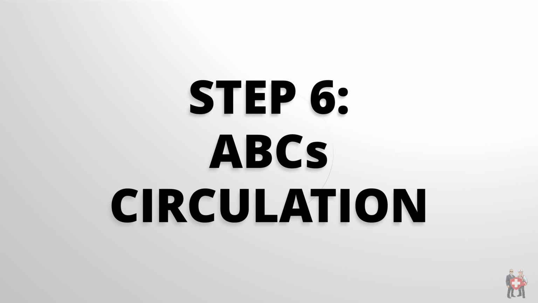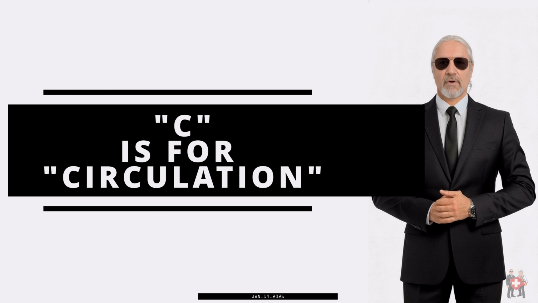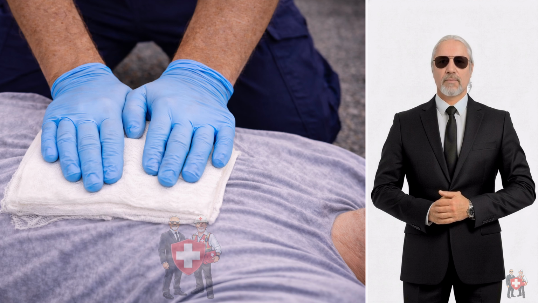Step 6. Circulation. Next is circulation for C of the ABC process. The responder checks for severe life-threatening bleeding and controls it immediately with direct pressure. If bleeding is massive, bleeding control becomes urgent.